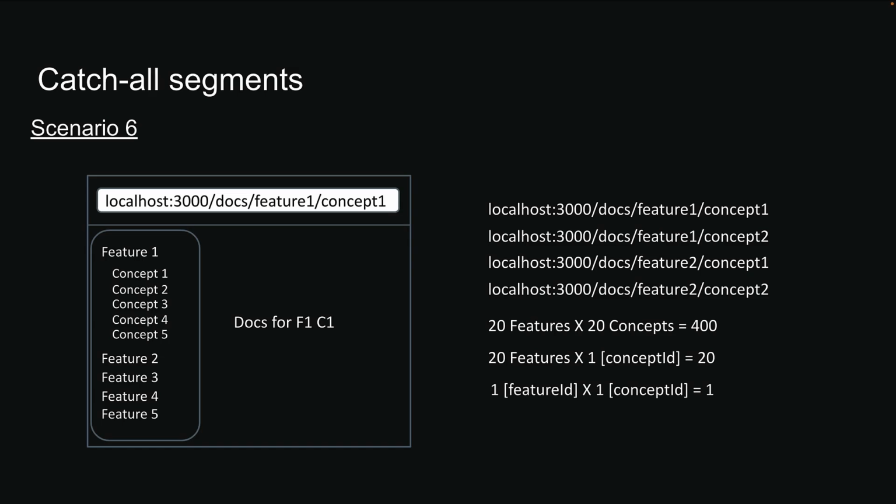Every time we add a new path segment to our URL, like /docs/feature1/concept1/example1, we need another level of nesting in our routes folder. Since every page in our documentation shares the same layout, wouldn't it be great if we could handle all these route segments with just one file? That is exactly what the catch-all segments feature lets us do. Let me show you how to set it up.